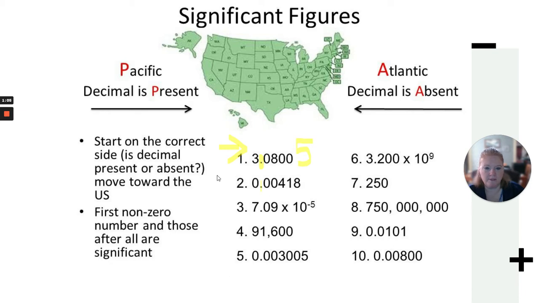I look at this one. Here's my decimal point, so I start on this side of the number. 0, skip, 0, skip, 0, skip. Start with the 4: 1, 2, 3 significant figures.